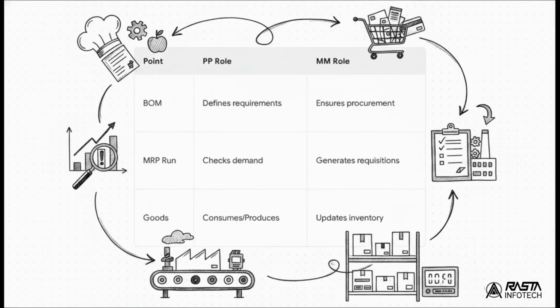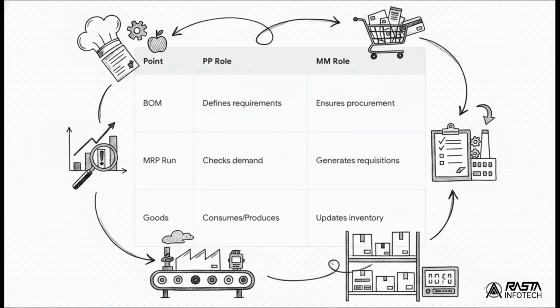Now, what's really interesting about this slide is how it breaks down the shared responsibilities across three major integration points. First up, the bill of materials, or BOM. Basically, PP defines the requirements, the ingredients that go into the recipe, and MM ensures the procurement of those specific ingredients. Next is the MRP run, or Material Requirements Planning. Here, PP checks the demand for the product, and MM takes that demand to generate the purchase requisitions.